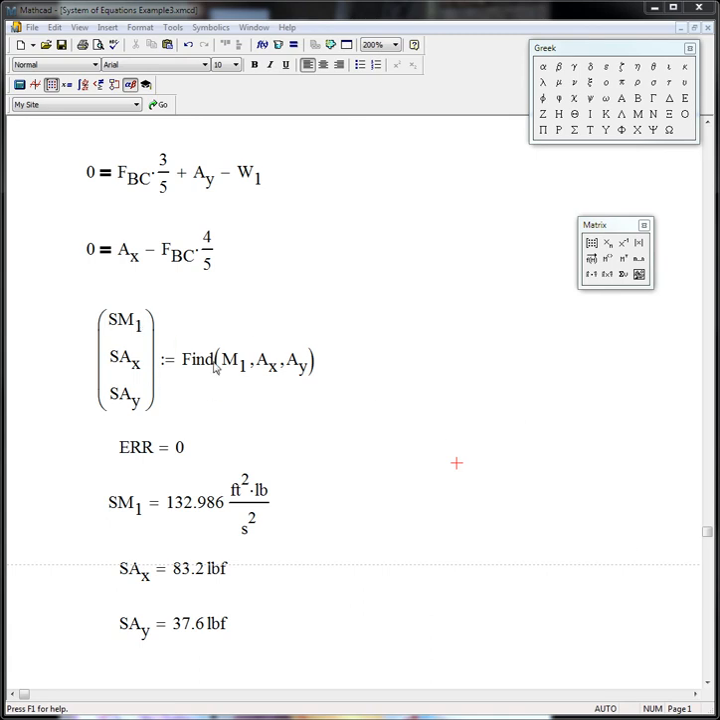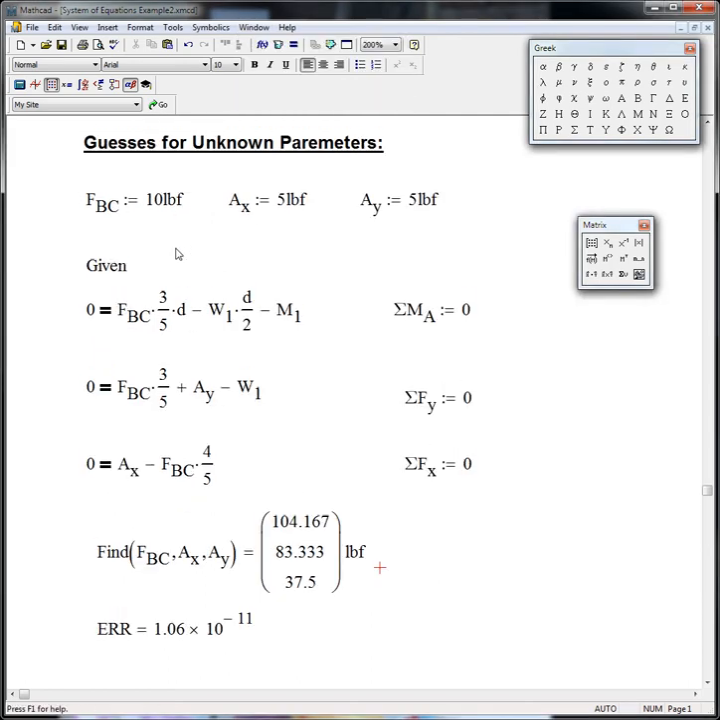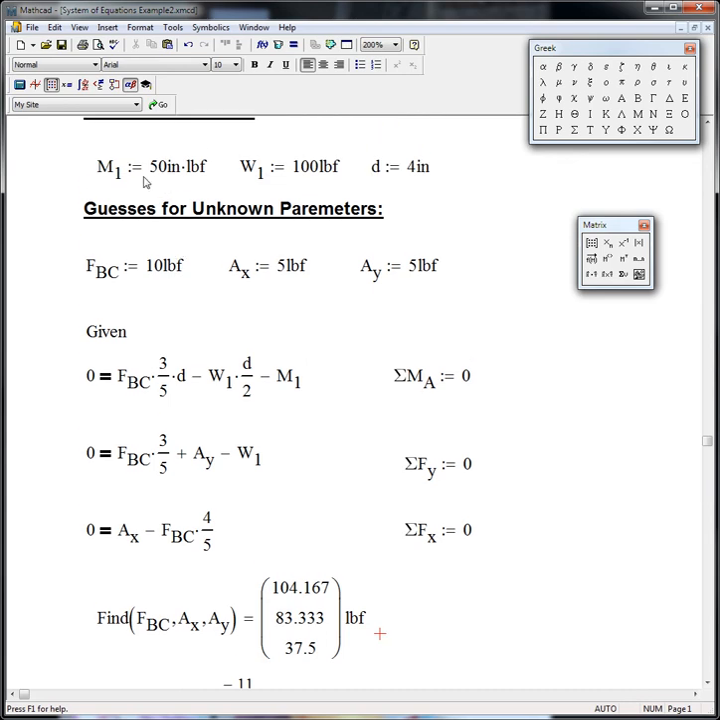Okay, so we've assigned these solutions to this vector right here, and now we can just show what the value is of each of those individually, and they have different units. Now, if you remember, I go back to the original problem here, we were expecting a value for the M1 of 50 inch-pounds, right?